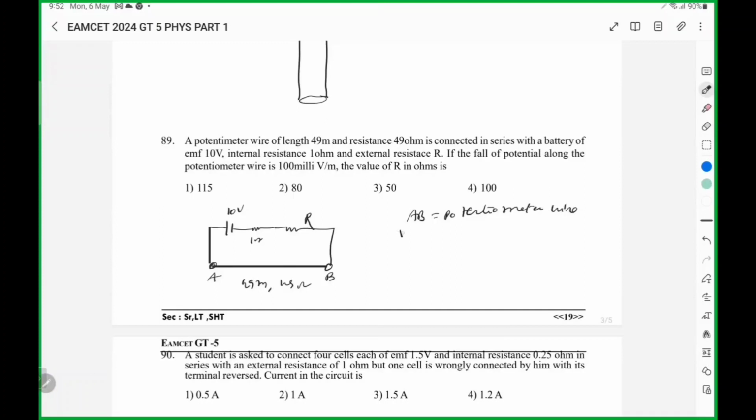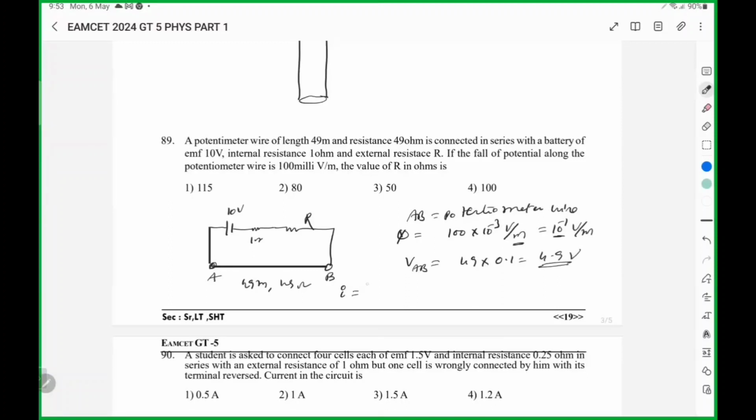Per 1 meter, the potential gradient is given as 100 millivolt per meter. So this is 10 power minus 1 volt per meter. The potential difference across AB will be 4.9 volts, since for 1 meter it is this much, but for 49 meters it is 4.9 volts.